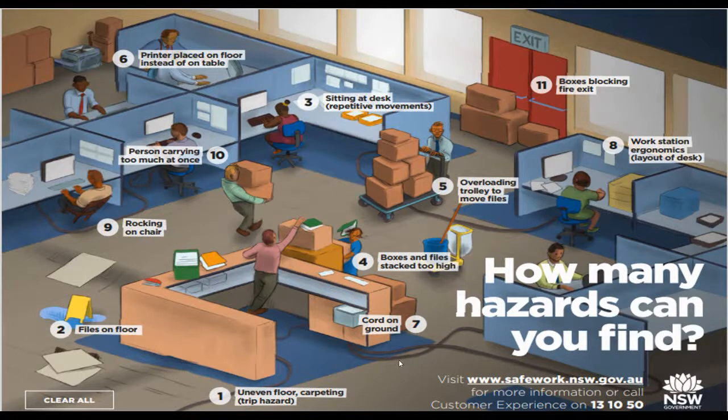The cords on the ground are not properly arranged in the trunking. So the risk that might happen is electrical shock, electrical trip, for example. And then number 8, workstation ergonomic. Di tempat workbench ni terlalu banyak material.